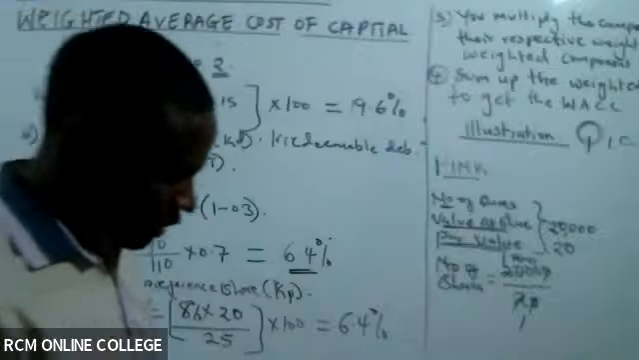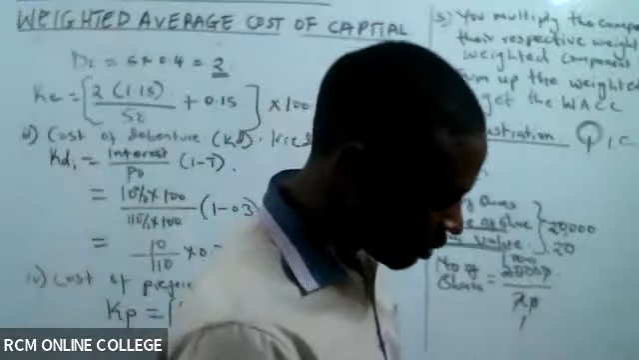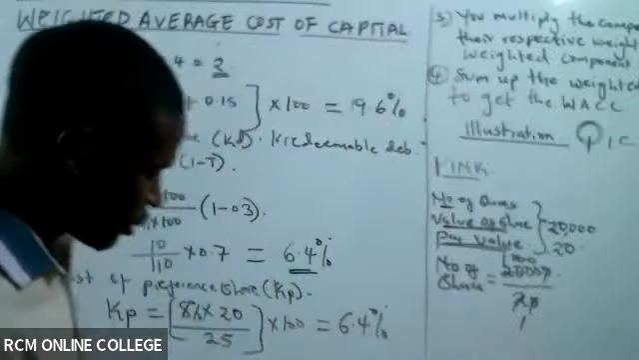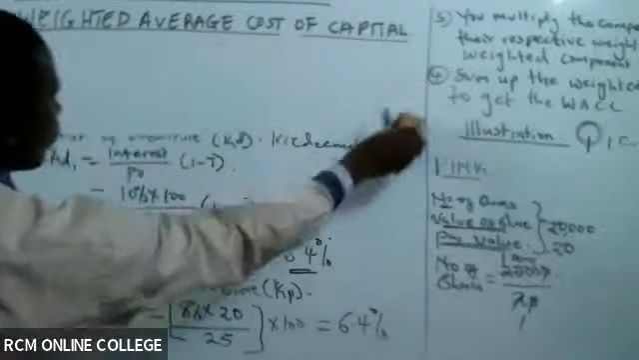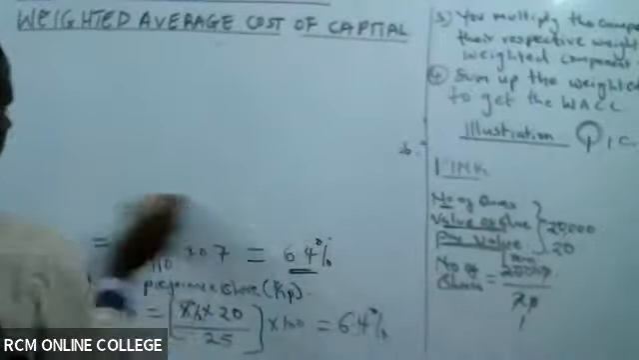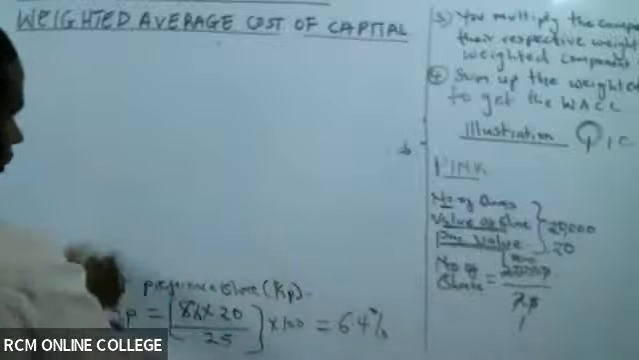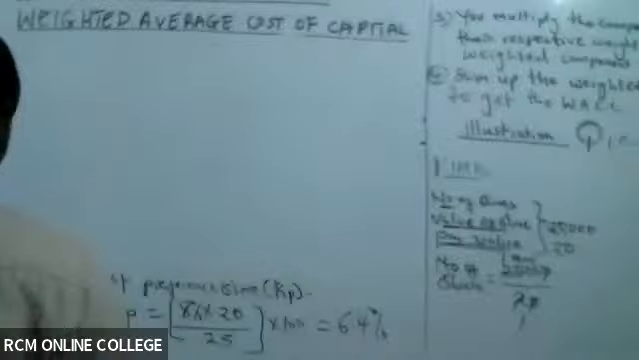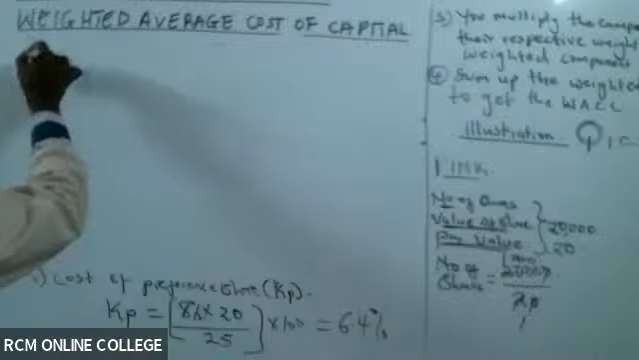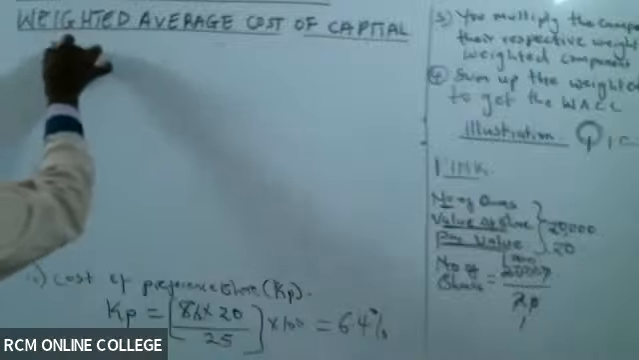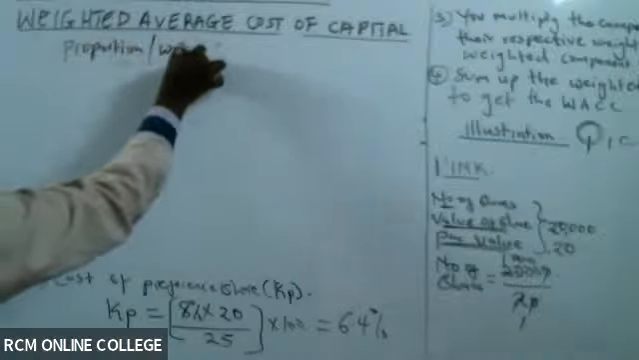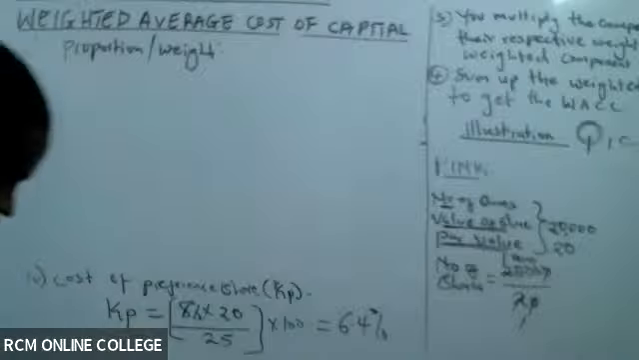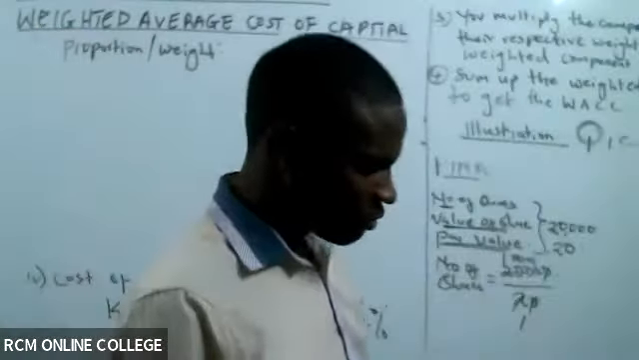Our next step, class, is to compute the weight. So for example, if we start with the proportion or weight, if I look at what we have here, we have ordinary share.